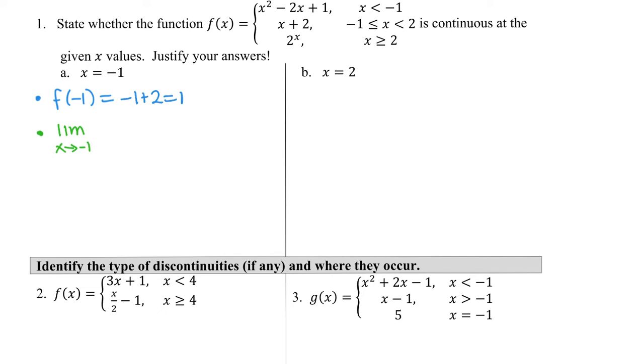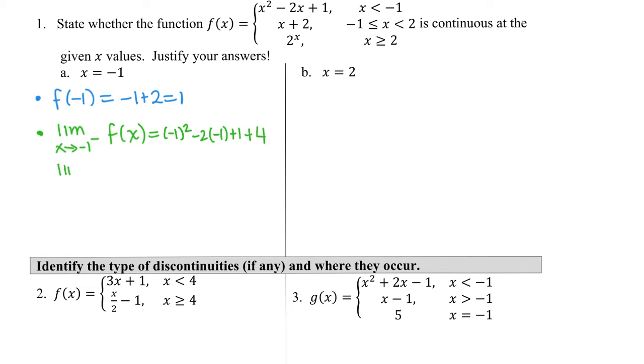Let's look at this. Well, -1 is actually a point where the piecewise function connects its two pieces. So we need to consider it from both the negative and positive direction. If I come from the negative direction, then I'm a little bit less than -1. So I'm plugging into this function right here, which is -1 squared, 1, plus 2 plus 1, which is 4.